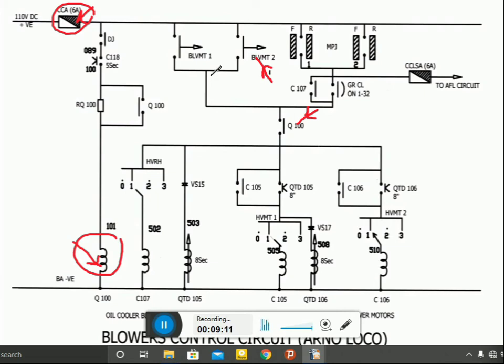So we have to take MPJ forward and take a notch. If blowers are starting, we can conclude BLMT switch may be defective. Still, if blowers are not working, that means all blowers C105, 106, 107 are not closing, not working. We have to clean the Q100 normally open interlock.